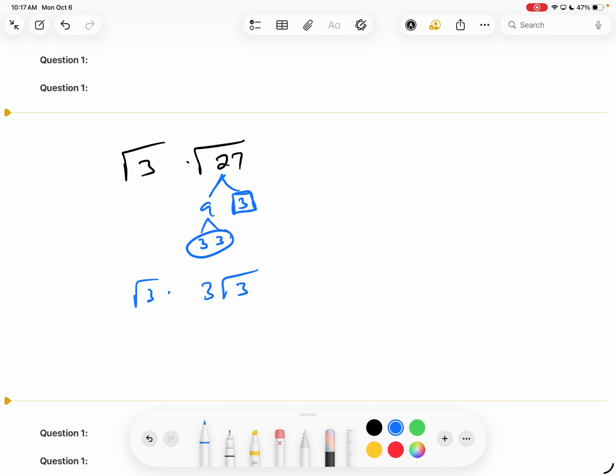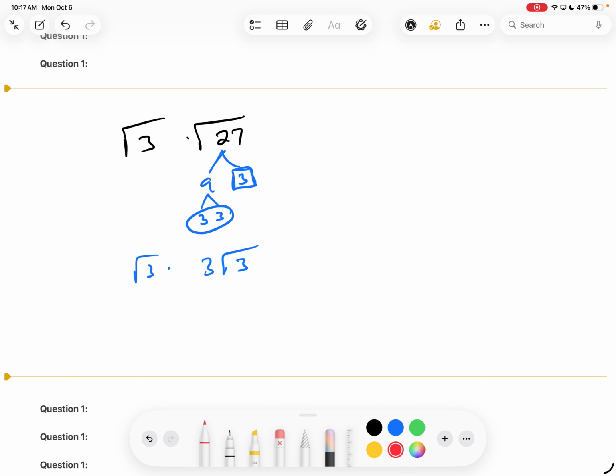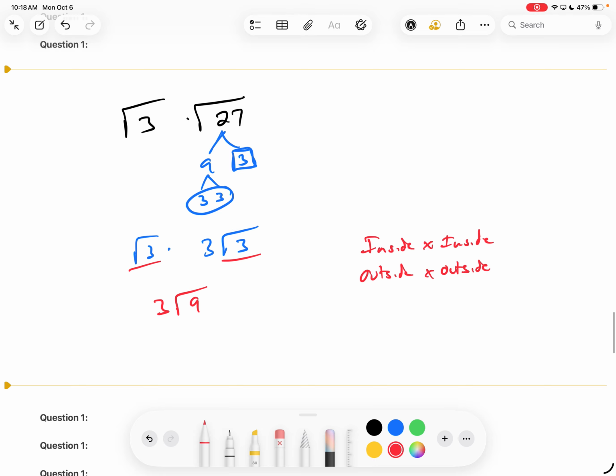And then when you do this, it's inside times the inside and outside times the outside. You do not mix them. So the 3 is on the outside. 3 times 3 is on the inside. Well, that's just 3, right? 3 times 3, my answer here becomes 9.